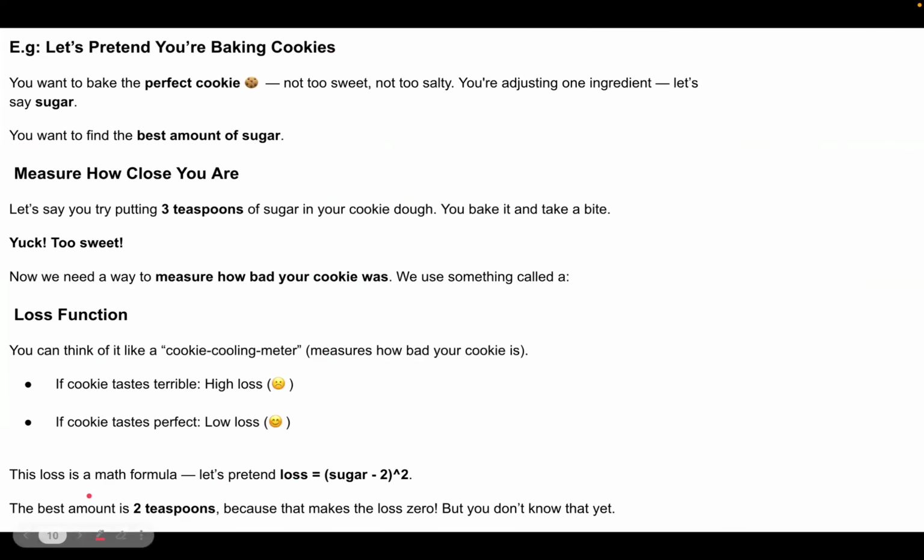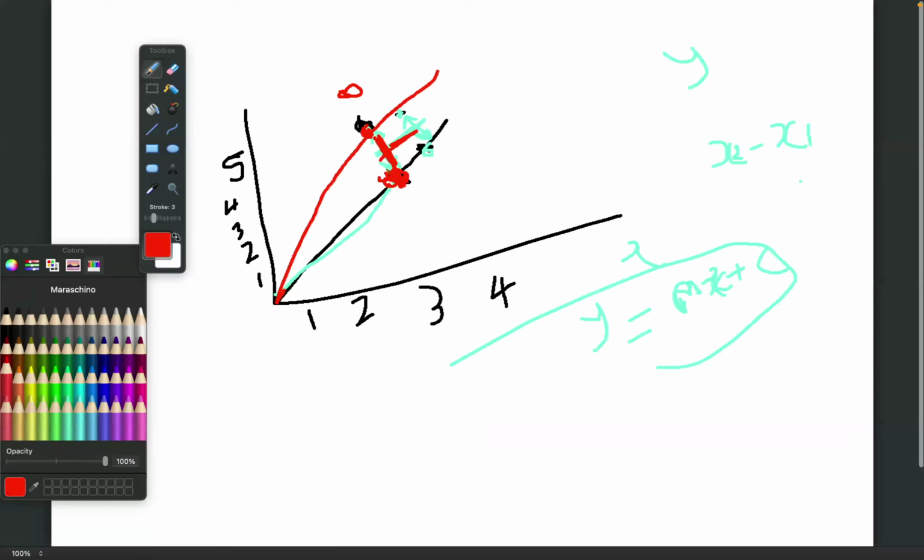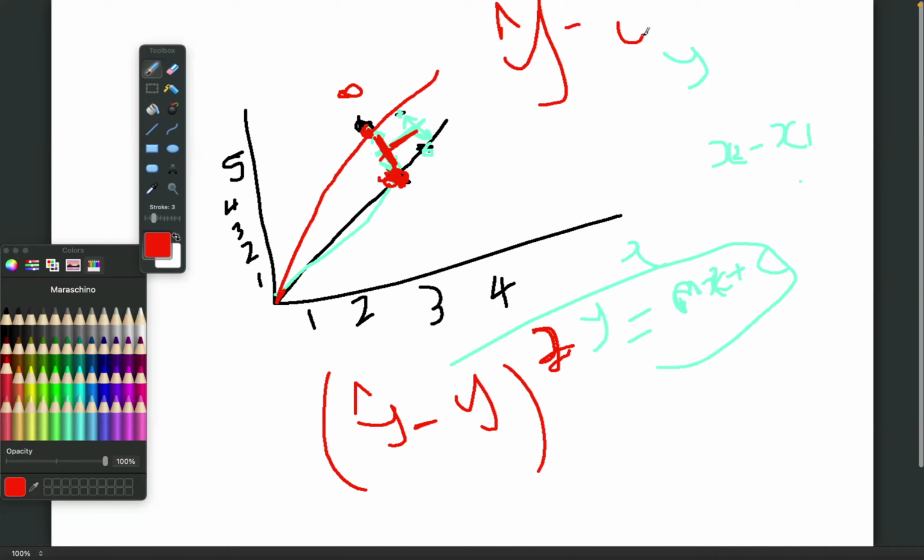All right. So this loss in a math formula, let's pretend it is (sugar minus 2) squared. Remember I told you guys about y hat, which is our prediction, minus y, and then we square it. This is the squared error. This is how we'll find our loss function, right? So this y needs to be a set value.